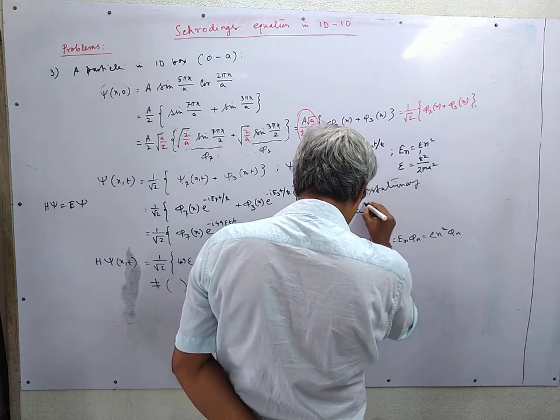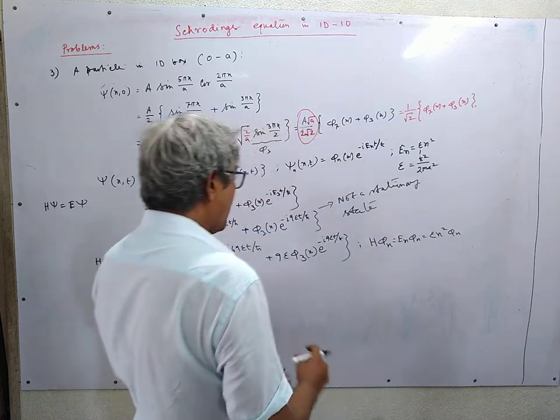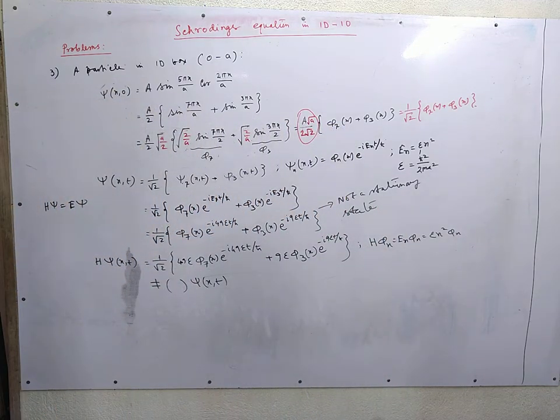We have argued in the discussion of the Schrodinger equation that if we make a superposition of states, which are the solutions of the time independent Schrodinger equation, then it is a solution of this. So that's all. Then come to the second problem.